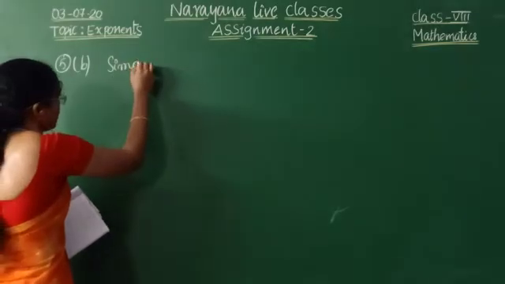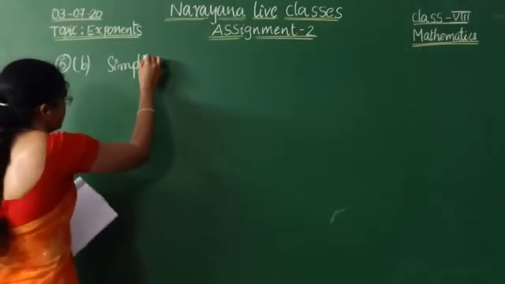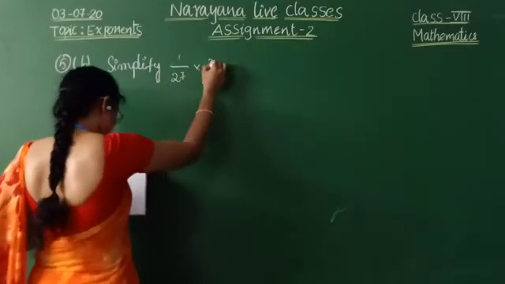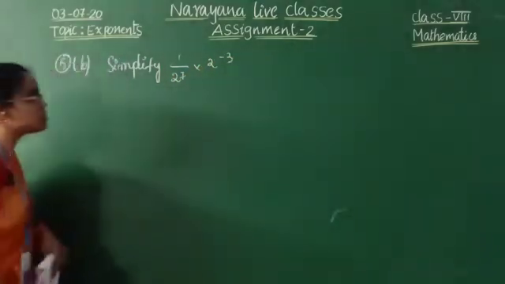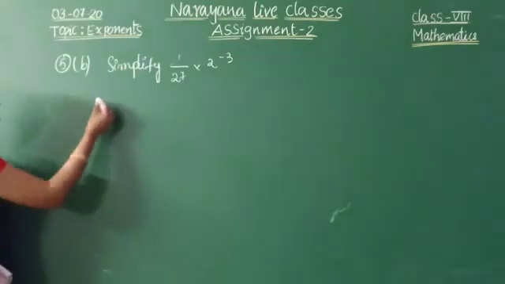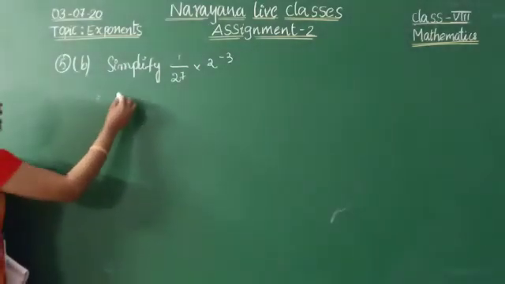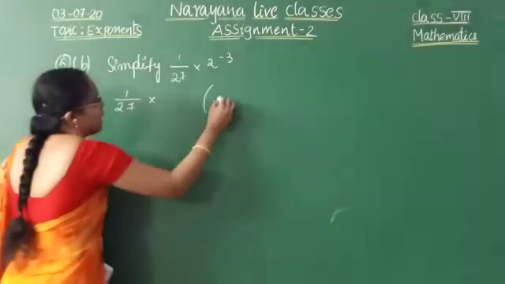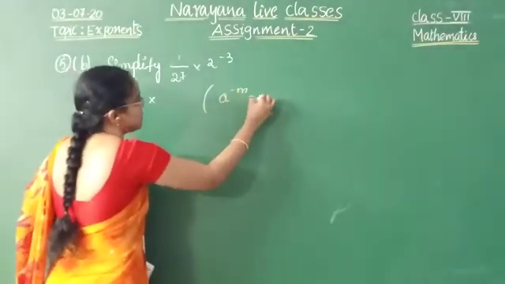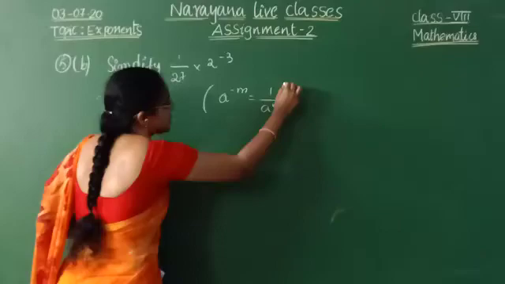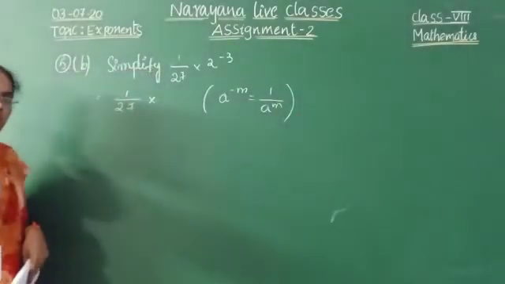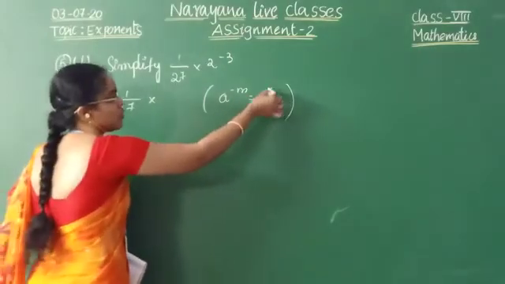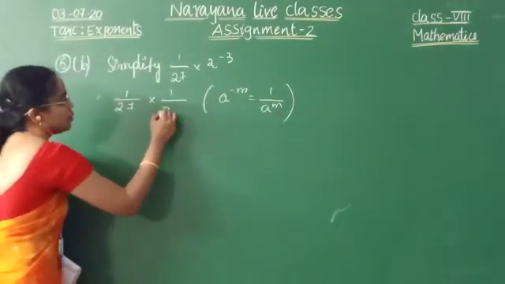simplification of: simplify 1 by 27 into 2 power minus 3. We have to simplify the fifth question, B bit. So you have to write this one as 1 by 27 into this one. We have the formula A power minus m is equal to 1 by A power m. Vice versa, A power m equal to 1 by A power minus m, or A power minus m equal to 1 by A power m, which is 1 by 2 cube.